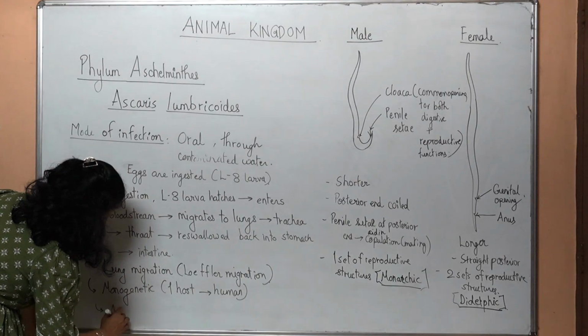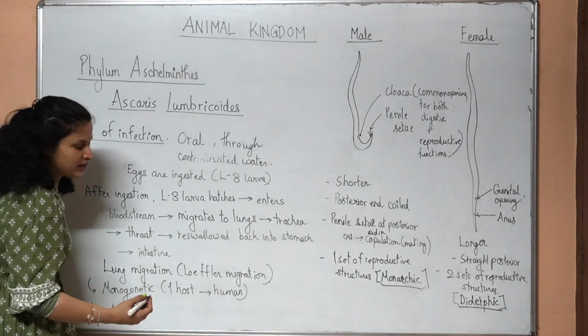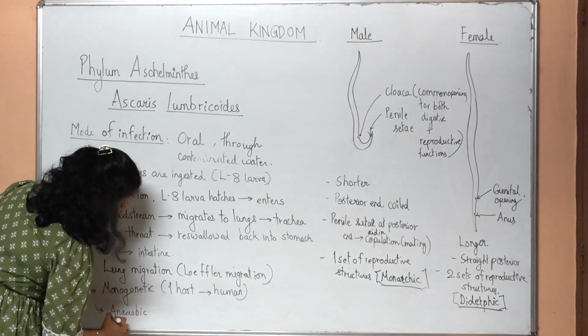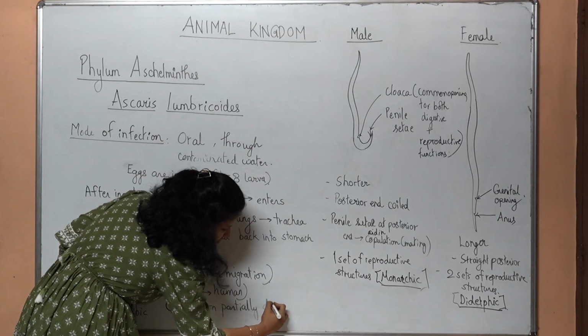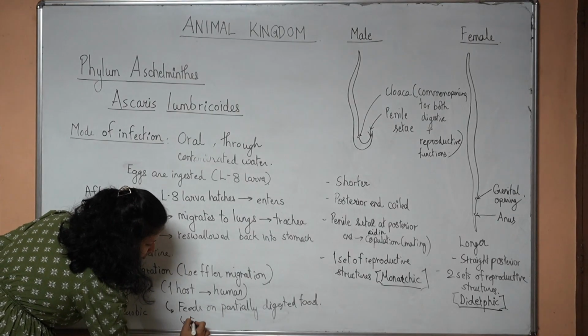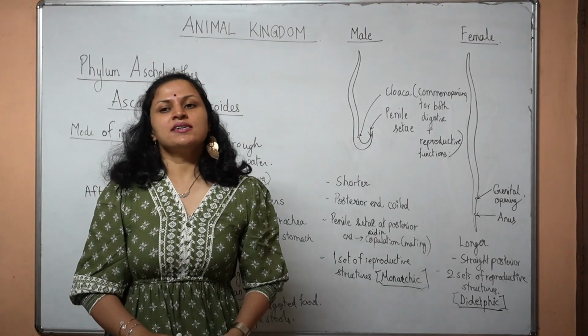It is said to be anaerobic. Free living forms may be aerobic. And what does it do in the intestine? It feeds on partially digested food. And the eggs are passed through the stools. So this was about Ascaris lumbricoides.